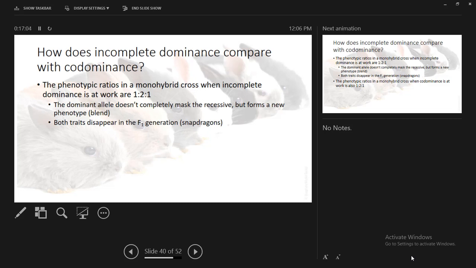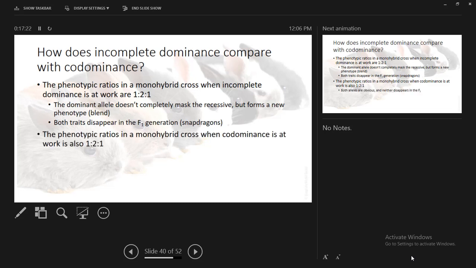So both these traits disappear in the F1. When we do a one-character cross with two true breeding individuals, both the red and the white disappeared in F1, right? And you got that third phenotype. Notice this. The phenotypic ratios in a monohybrid cross with co-dominance are also 1 to 2 to 1, same as they are with incomplete dominance, right? And we're getting a new phenotype, right?